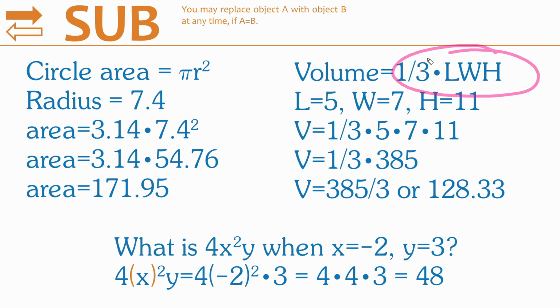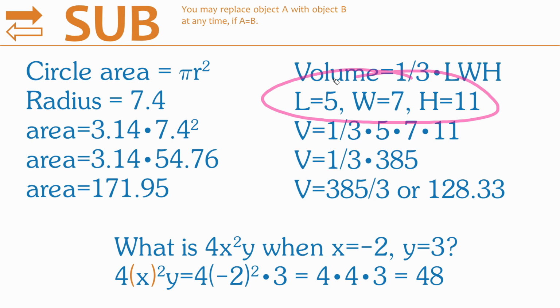1/3 times length times width times height. So I may look at a diagram, or the book may just give me a list like I'm doing here. The length is 5, the width is 7, the height is 11. And I will take the L out, and I will put the 5 in its place because L equals 5.